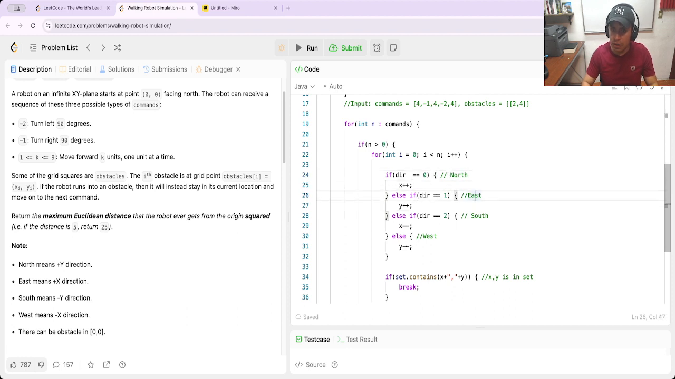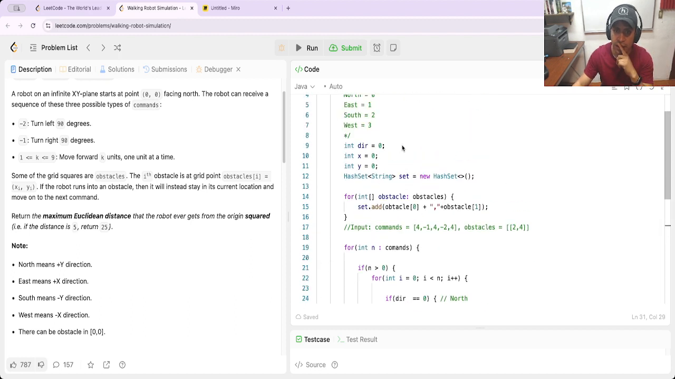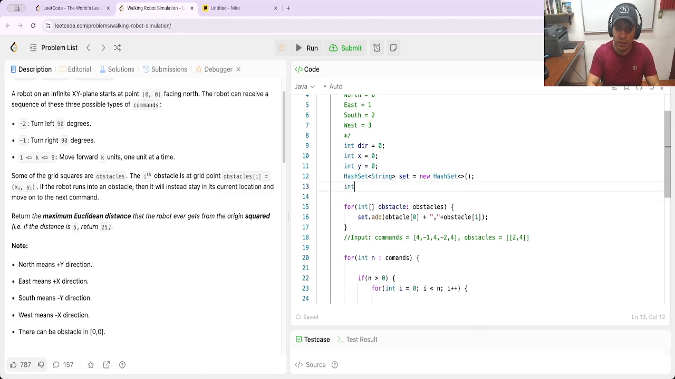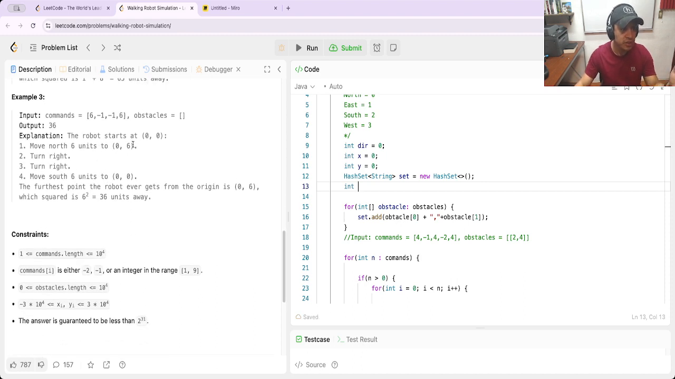Okay, with this I can move, but we need to have a variable to save the maximum number. For example, in this example the robot starts at 0, 0, moves to the north, say 6 units, then to the right, and then goes to the south and comes back to the 0, so it starts and ends in the same point, but our max is basically this.